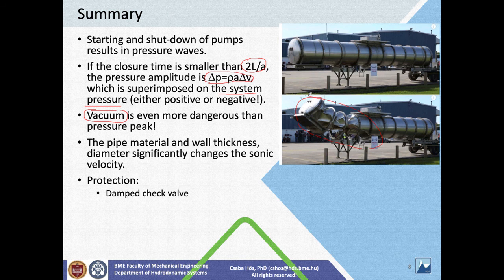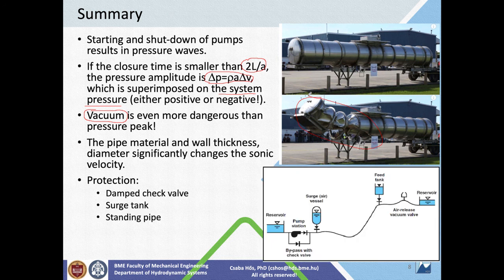So first of all, you can use a damped check valve. So these are check valves which have some kind of damping mechanism, which, if the flow direction changes, doesn't allow the check valve to close immediately, but it will close gradually, and hence you won't get a sudden closure, but you'll have a slow closure. You can also use a surge tank or a standing pipe.